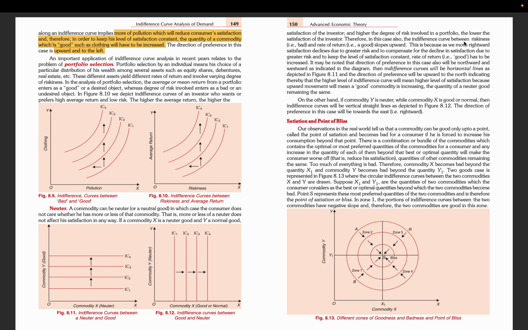Therefore, in this case also, the IC curve between riskiness and rate of return slopes upward. This is because as we move right, satisfaction declines due to greater risk, and to compensate for the decline in satisfaction and to keep the level of satisfaction constant, the return has to be increased. It may be noted that the direction of preference in this case will also be northward and westward, north and west. And then ICs will be horizontal.